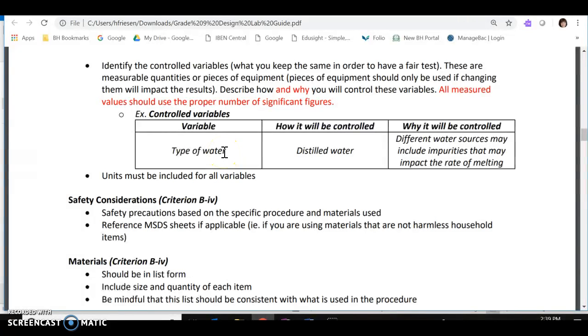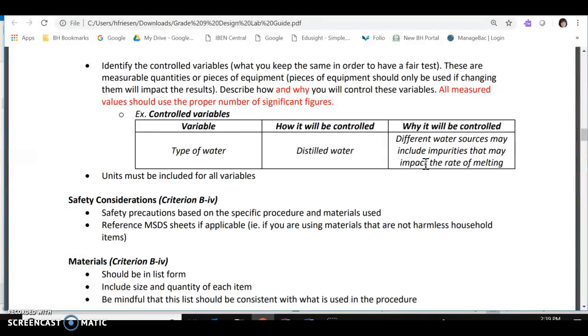Was it tap water, distilled water, mineral water, etc.? There's lots of ways you could choose the water type. In this case, the student has identified that it is distilled water that is going to be always used to control for the fact that different sources of water may include impurities that could impact the rate of melting. One improvement this student could add is how the impurities impact the rate.